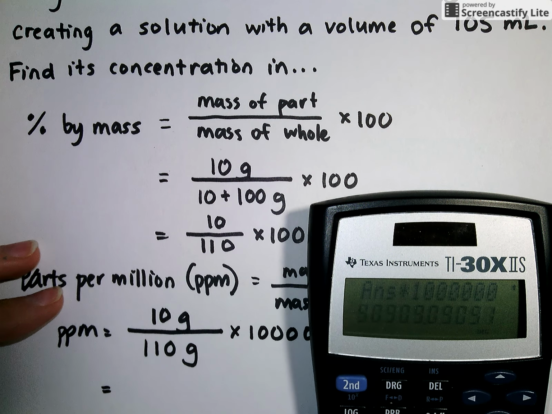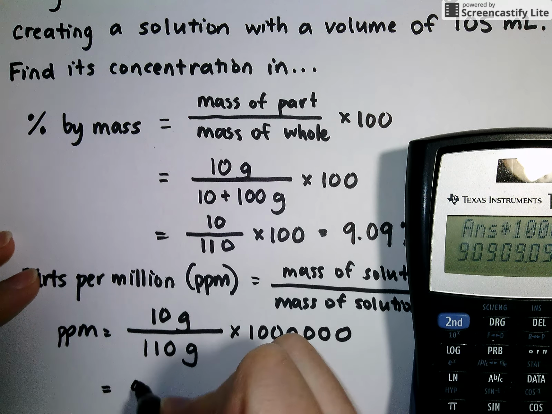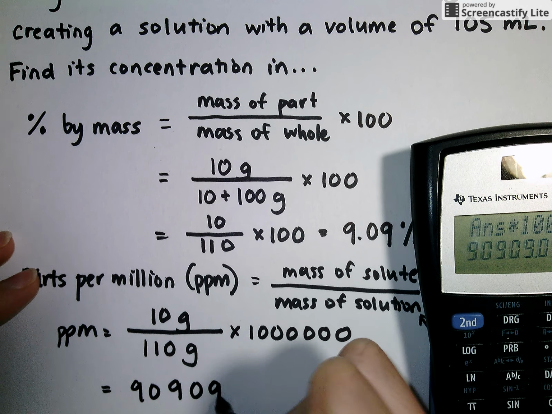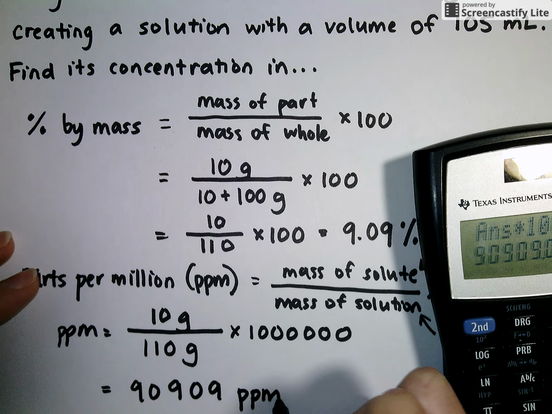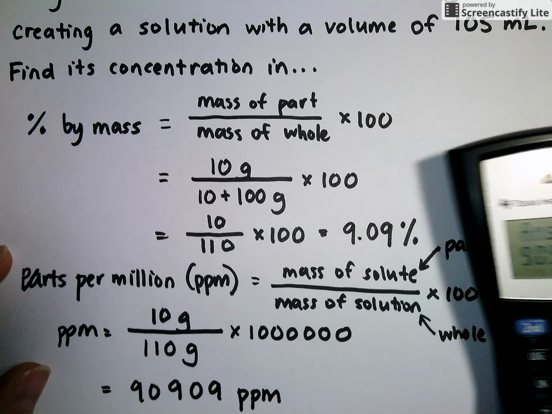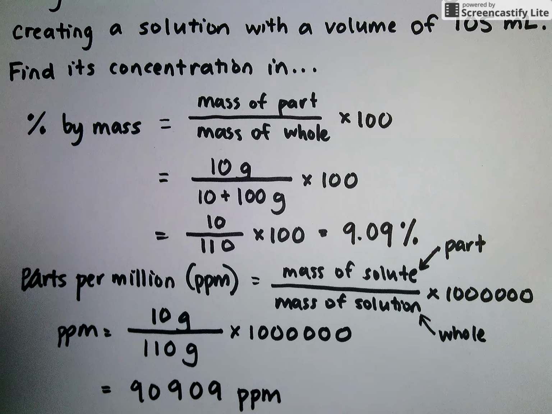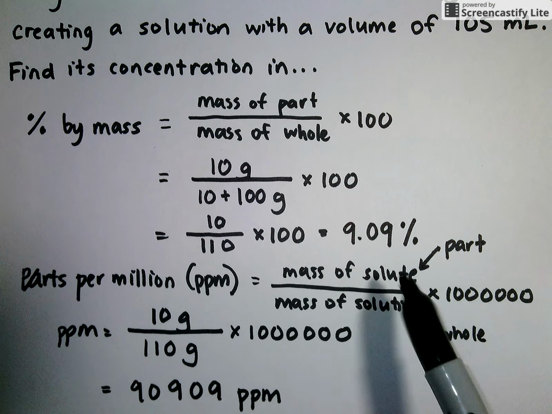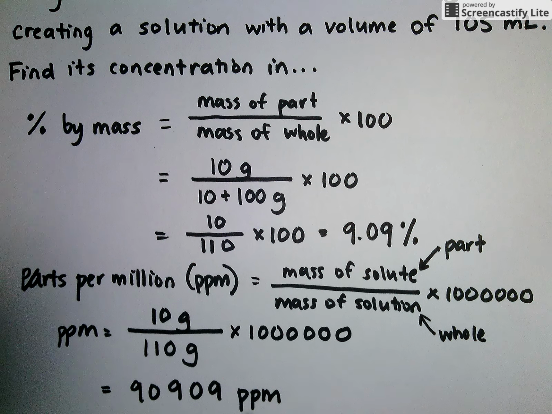You're going to get 90909.1. So let's just round that to 90909 parts per million. This is probably a little bit too precise, but that's okay. What this tells me is out of 1,000,000 particles, just over 90,000 of them are salt. So that seems like a lot, but this is a fairly concentrated solution to use parts per million for.